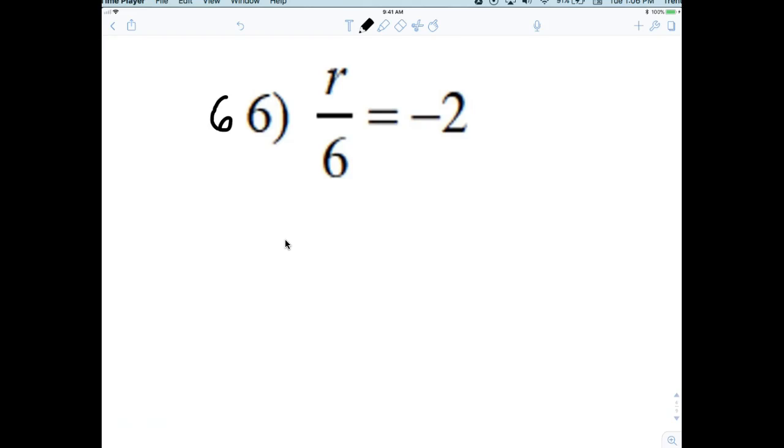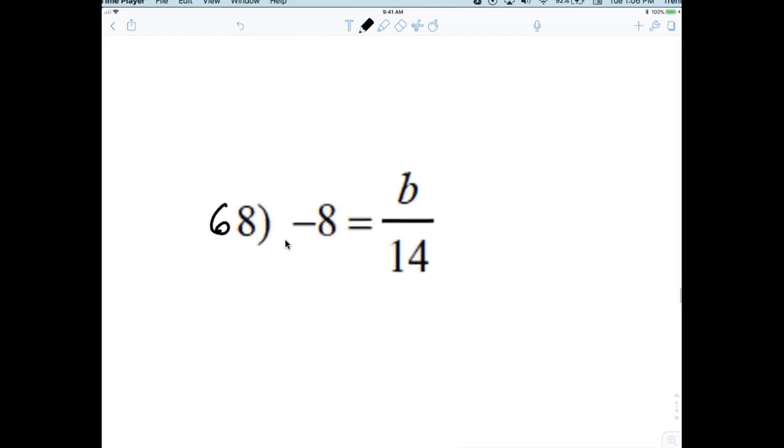All right, you're understanding that to undo division, what are we doing? We're multiplying. That didn't take me that long to put times 6 and times 6. That's helping you, believe it or not. So now R is equal to what? Negative 12, because of course we're multiplying. Everybody good? Yes.